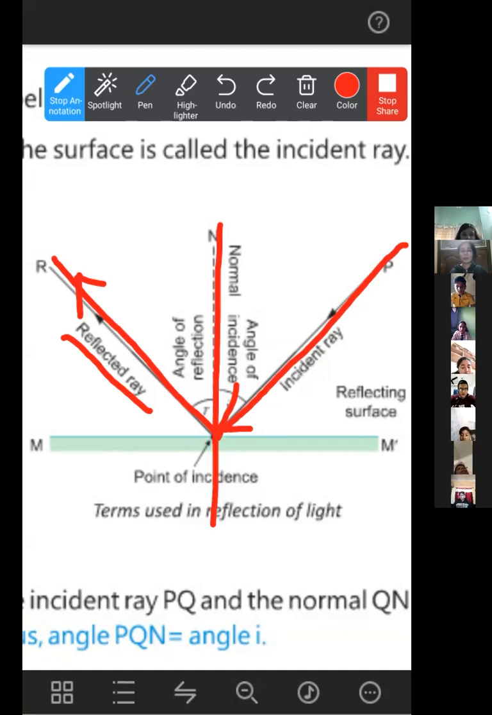Okay, so always keep in mind that the imaginary line through the axis or through the point of incidence on the surface, that is called normal. Now the angle that is formed between the normal and the incident ray, that is called angle of incidence. And the angle that is formed between the normal and the reflected ray, that is called angle of reflection. Okay, so these are the terms.